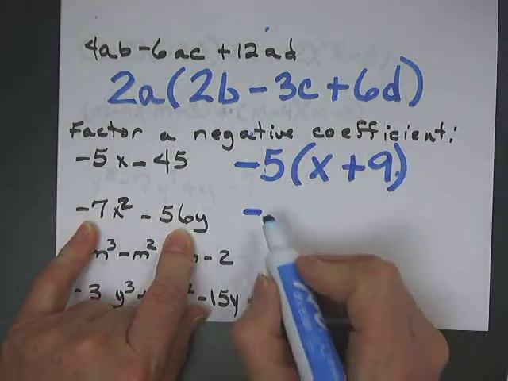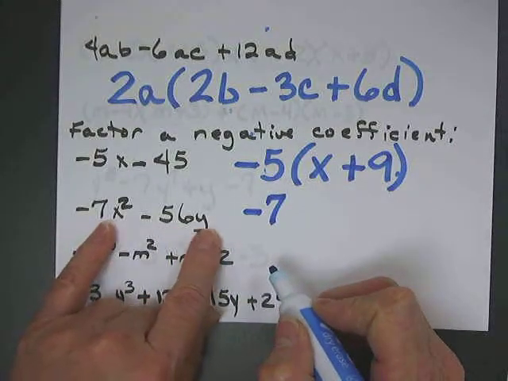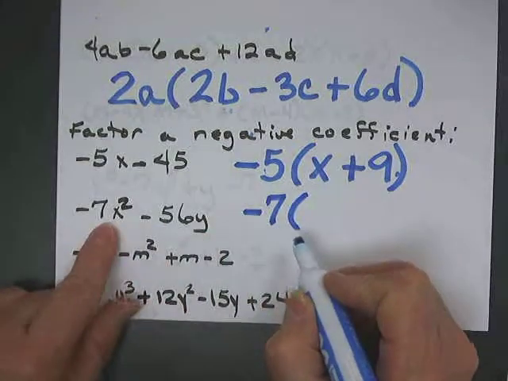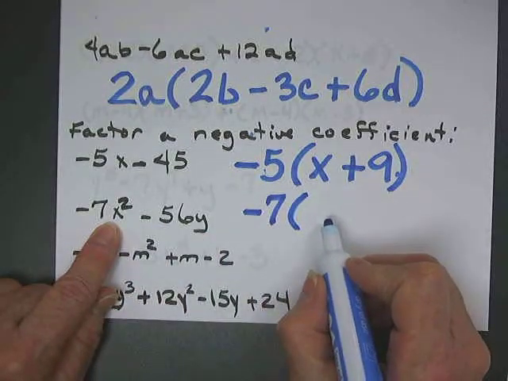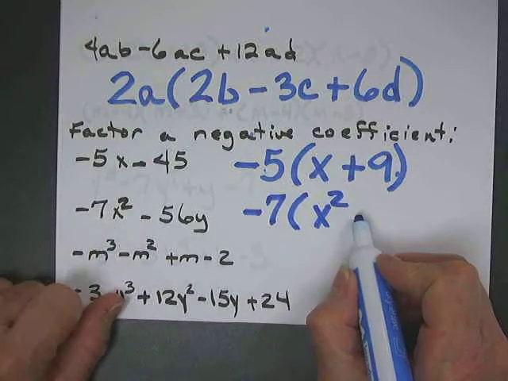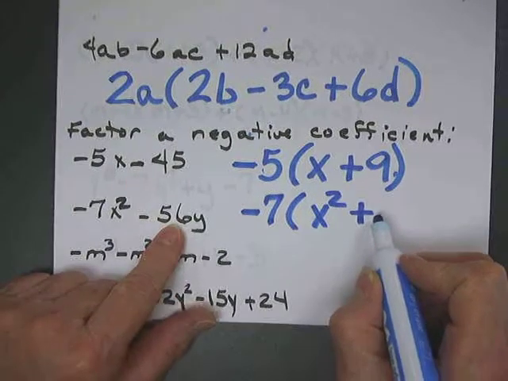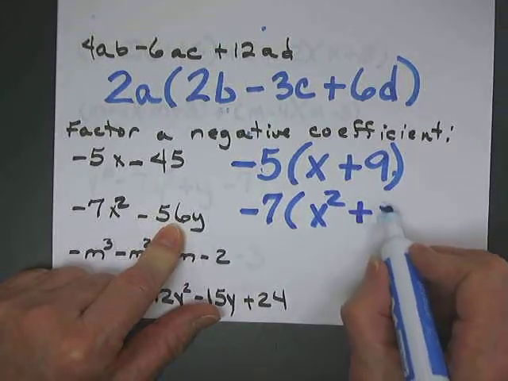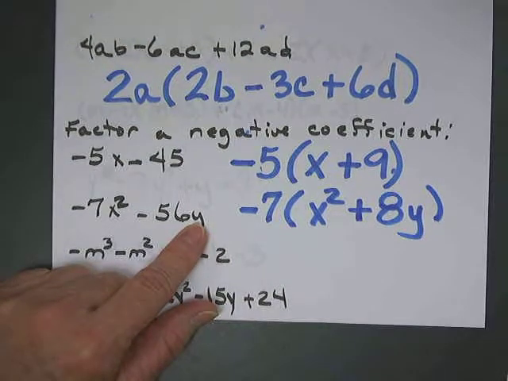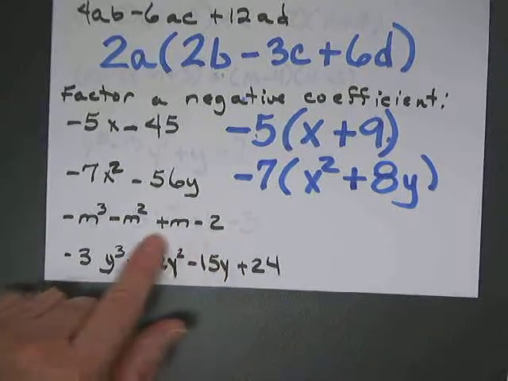What can we factor out of these? The negative what? They both divide by 7. Do they both have a variable? No. Not the same one, right. So just -7. First term will be x squared, plus or minus here? Plus. Right. To get 56, you need an 8y, right.